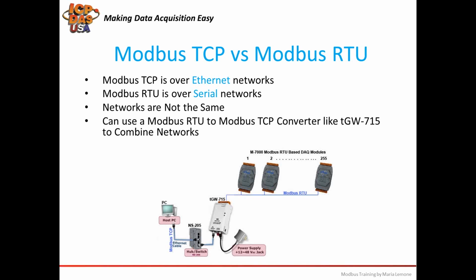You can use a Modbus RTU to Modbus TCP converter like TGW715 to combine networks. You can also use RS-485 to Ethernet converters like TDS715 in case your computer doesn't have a serial COM port. They are set up with a software utility and allow you to communicate with serial devices over Ethernet networks.